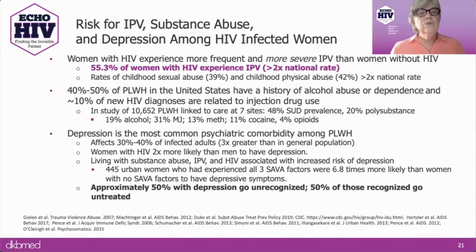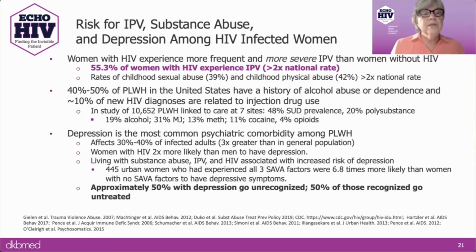So when we look at these problems, intimate partner violence, substance abuse, and depression, now among HIV-infected women, we see that these problems are magnified. Women with HIV experience more frequent and more severe IPV than women without HIV. In a meta-analysis from a few years ago, 55.3% of women with HIV had experienced IPV, and that's over twice the national rate. We similarly know that rates of childhood physical and sexual abuse are over twice the national rate.